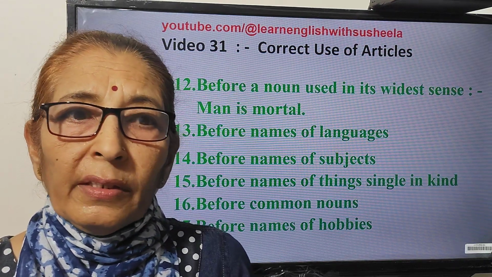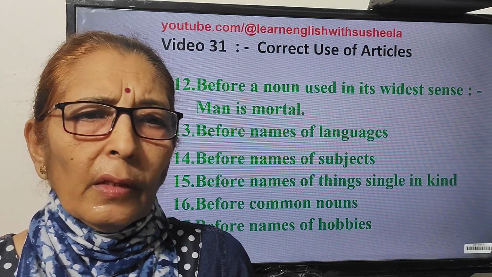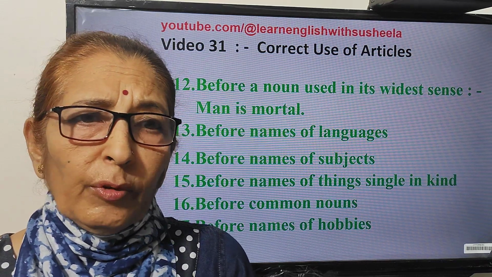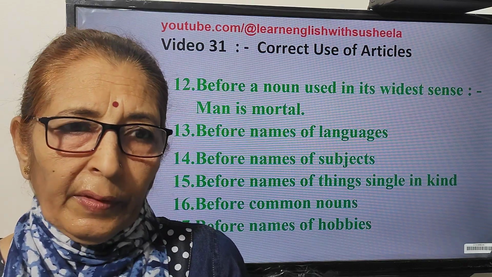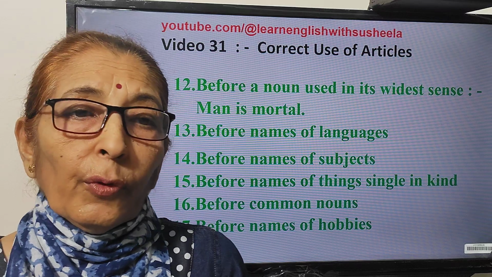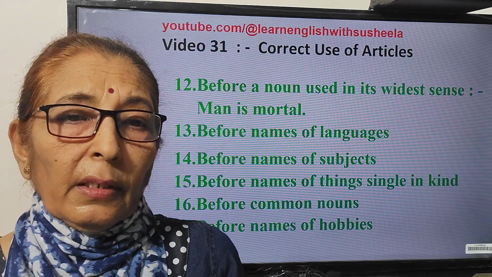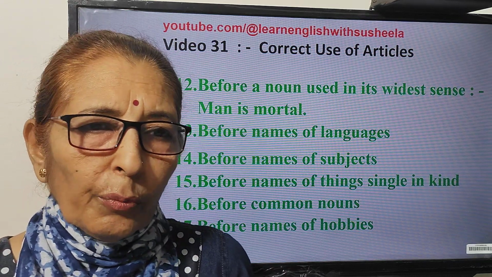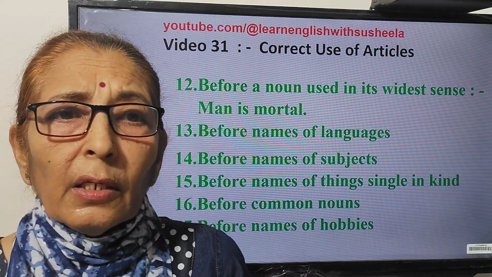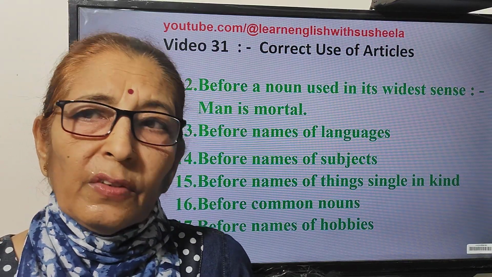Then before common nouns like school, college, hospital, prison, we don't use the before them until and unless we are talking about some specific one. Then before names of hobbies. Sometimes you tell your hobbies and you use the before it. Never use the before hobbies. Simply say dancing is our hobby or swimming is his hobby. So like this you are not to use the before the names of hobbies.